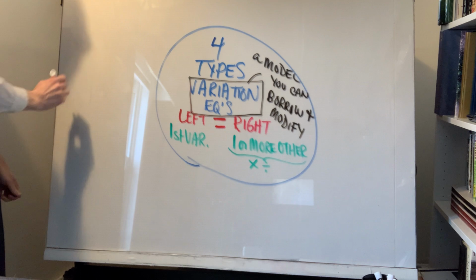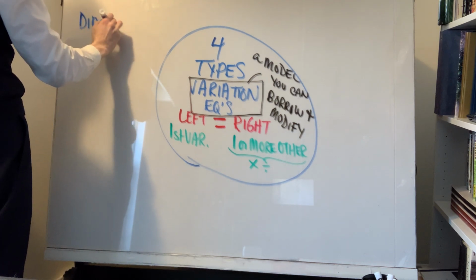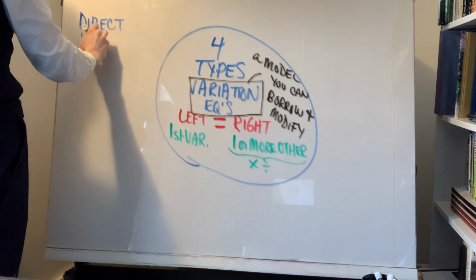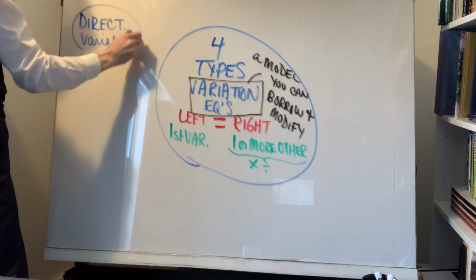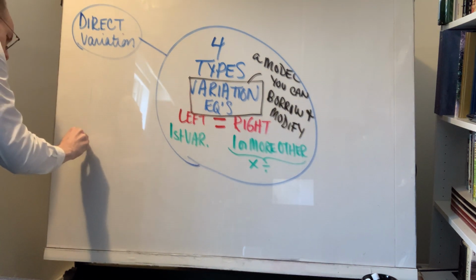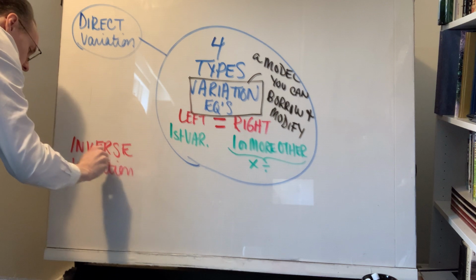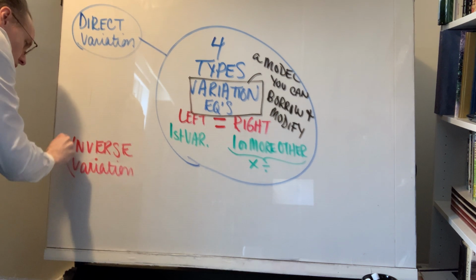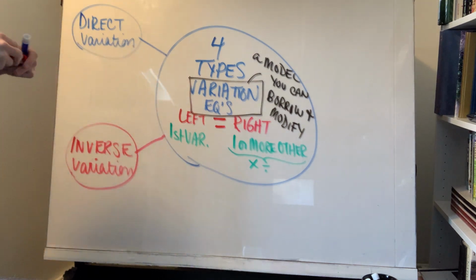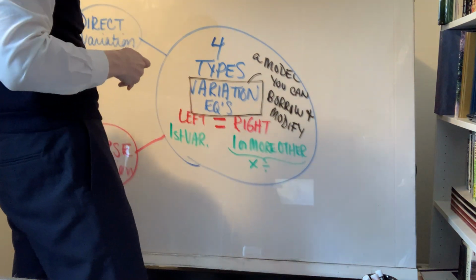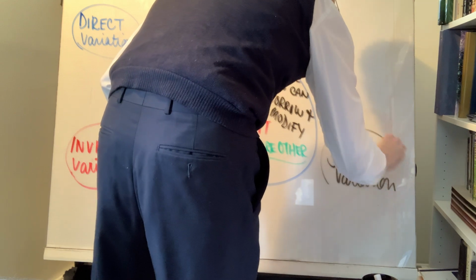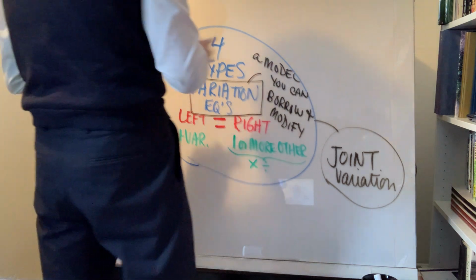There is firstly the direct variation equation. And then there's inverse, joint, and then there's the combined model.